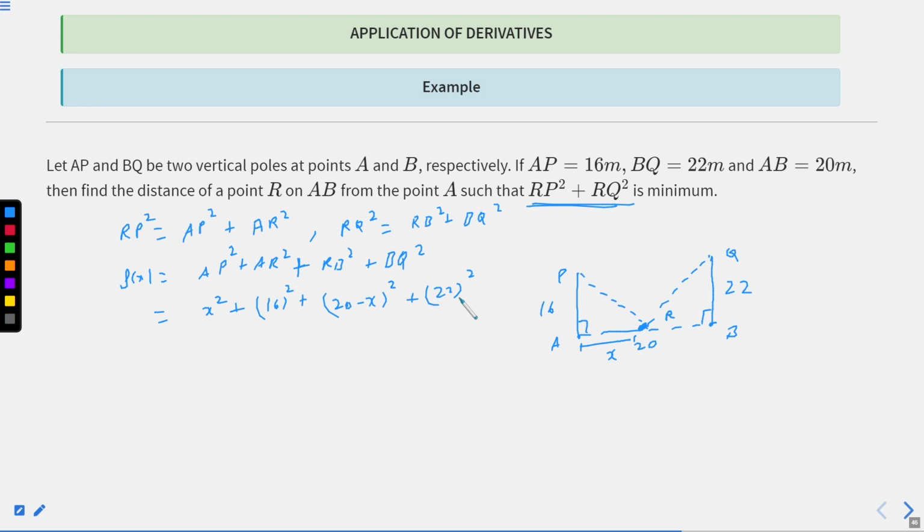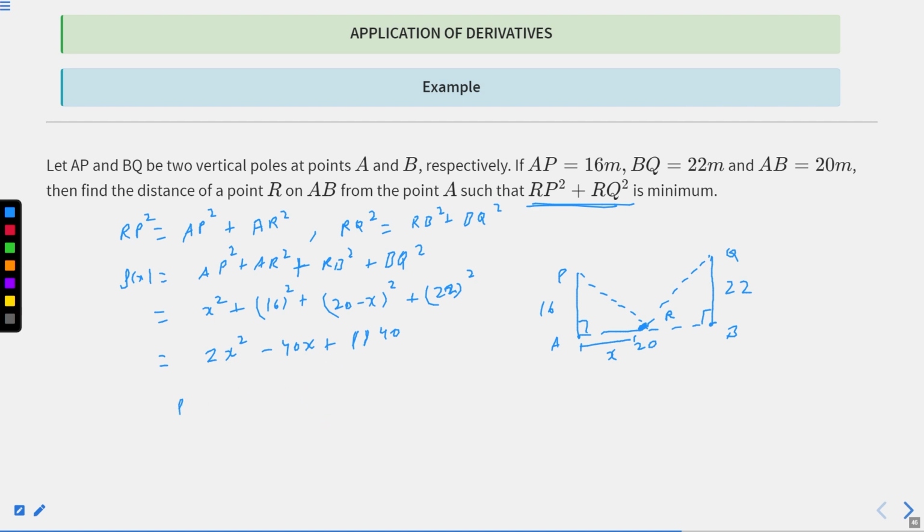Now if you try to simplify it, what you will get is, let me just write it for you. It will be 2x square minus 40x. Please do the respective calculations. So you will have plus 1140. Okay, this will be a simplified version.